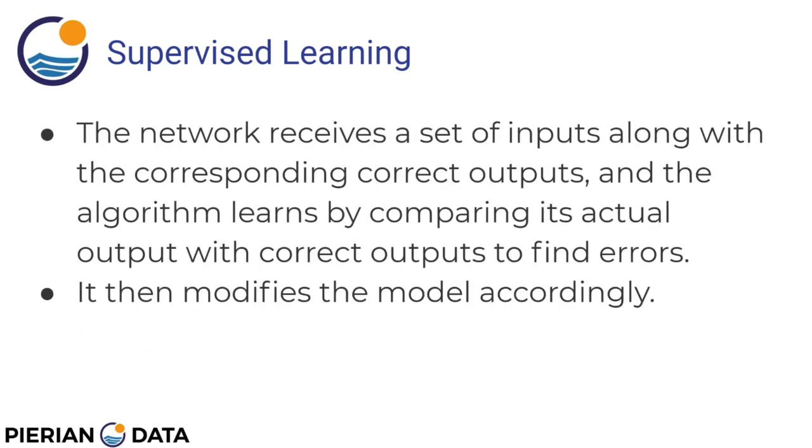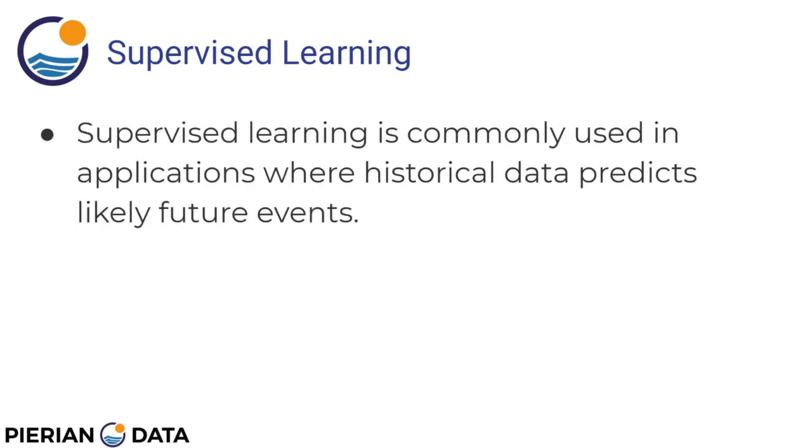So the way this works is, for neural networks, the network is going to receive a set of input data along with the corresponding correct outputs. And then the algorithm or network will learn by comparing its actual output with correct outputs to find errors. And then it will modify the model accordingly, such as adjusting the weights and bias values in the network. And don't worry about those two key terms. We'll discuss those in a lot more detail when we talk about neural network theory. So supervised learning is used in applications where historical data predicts likely future events.